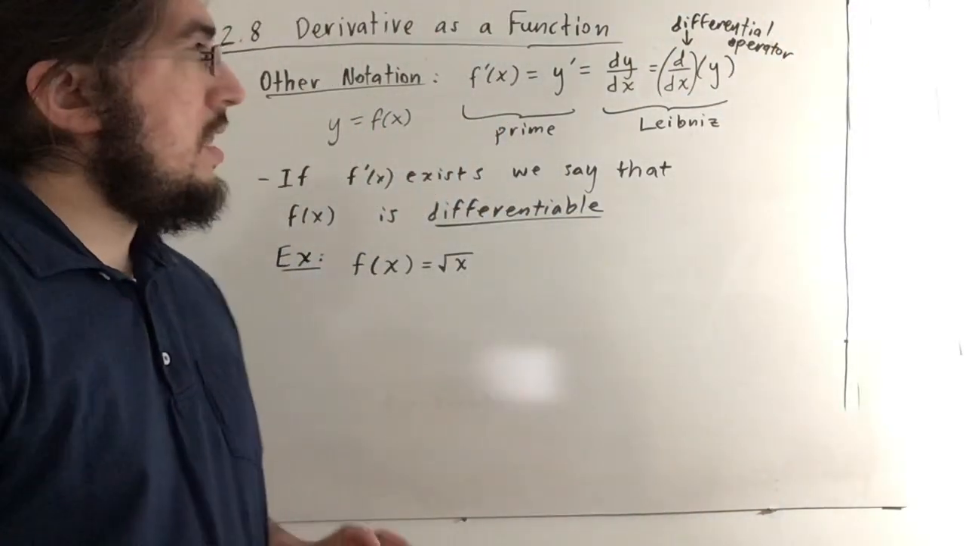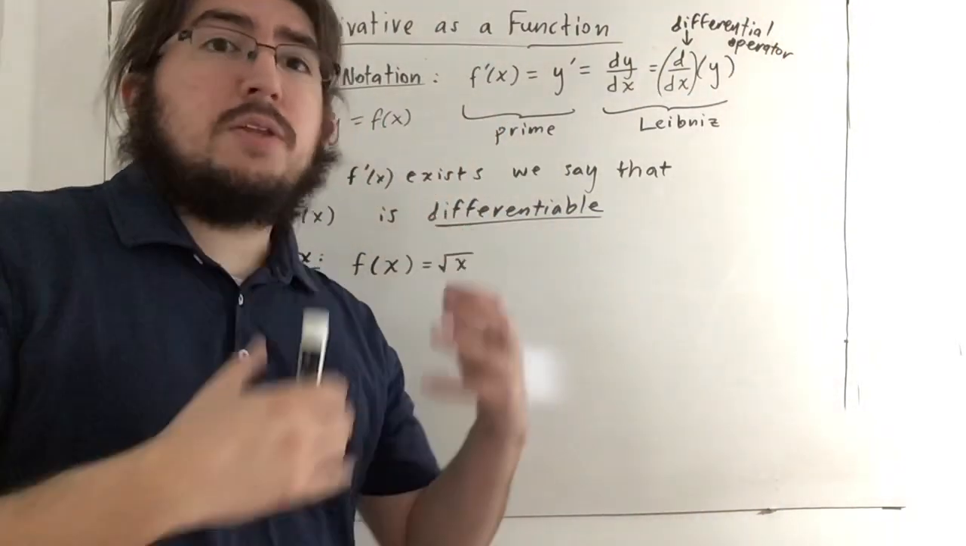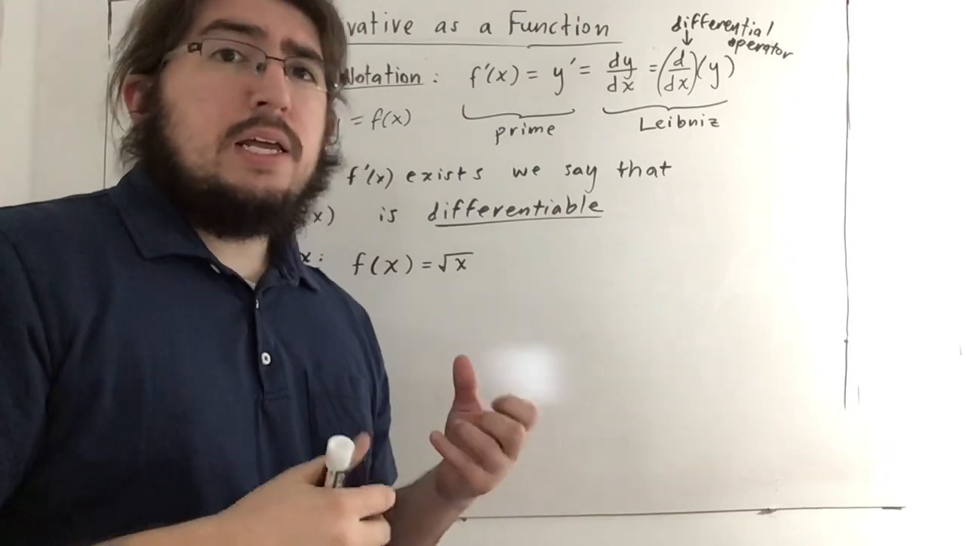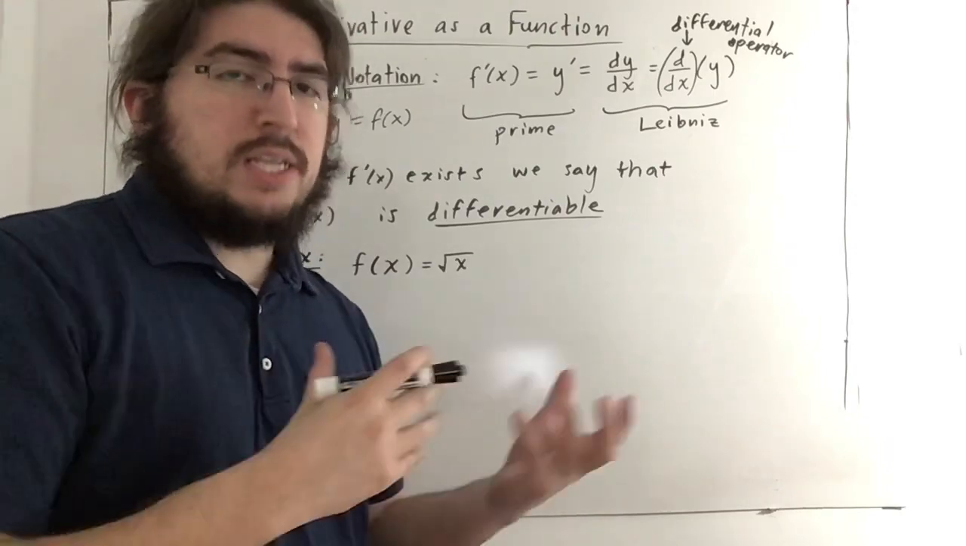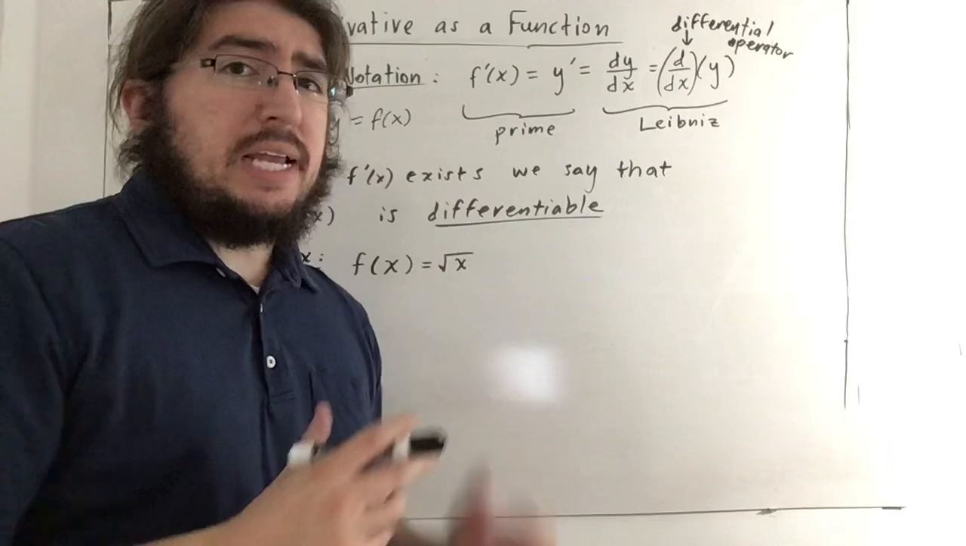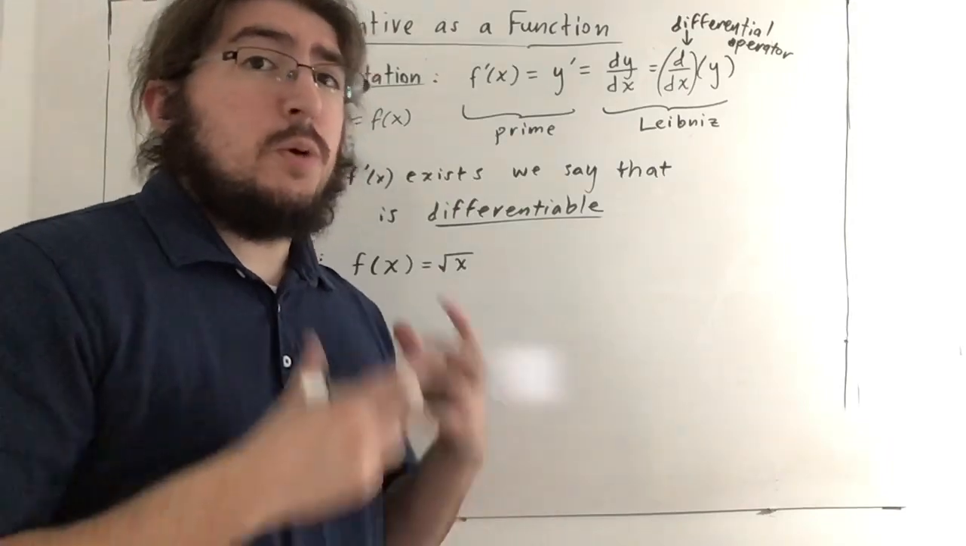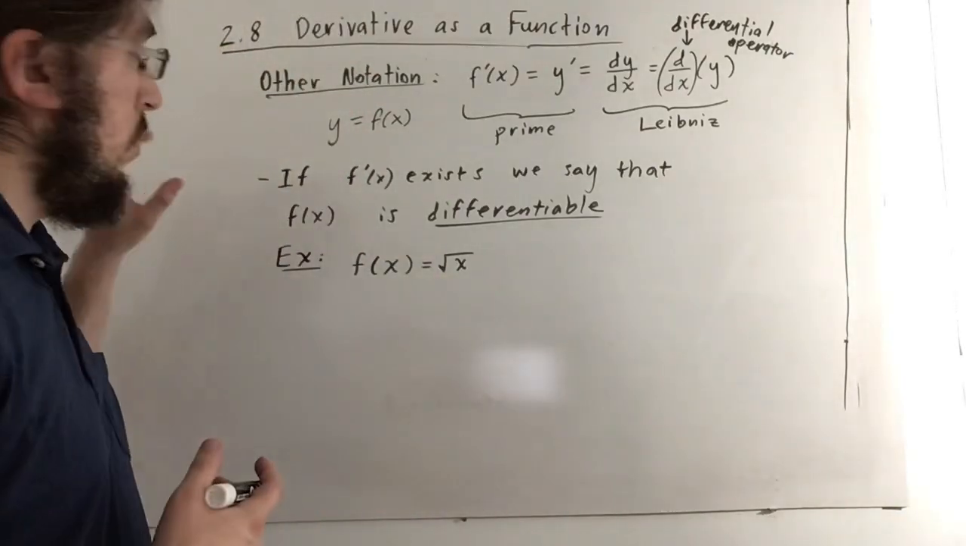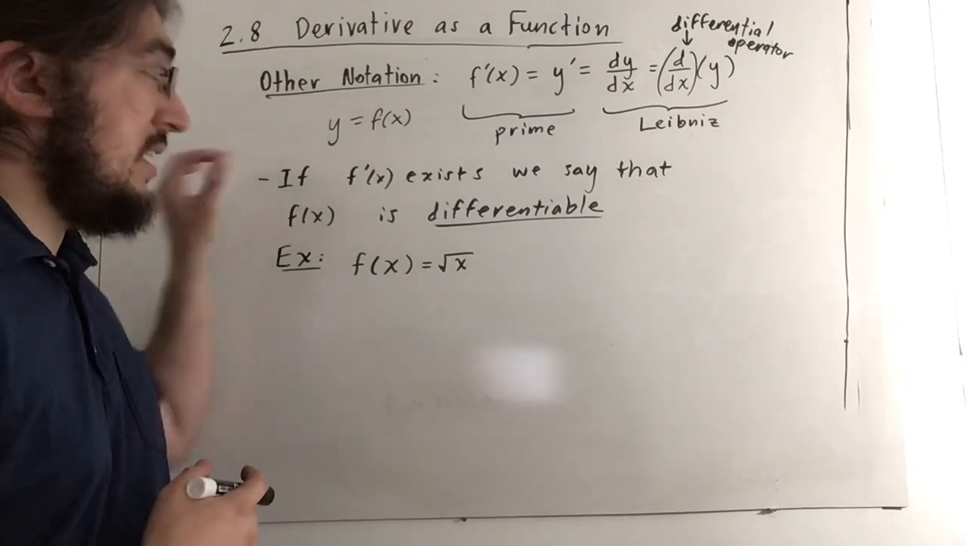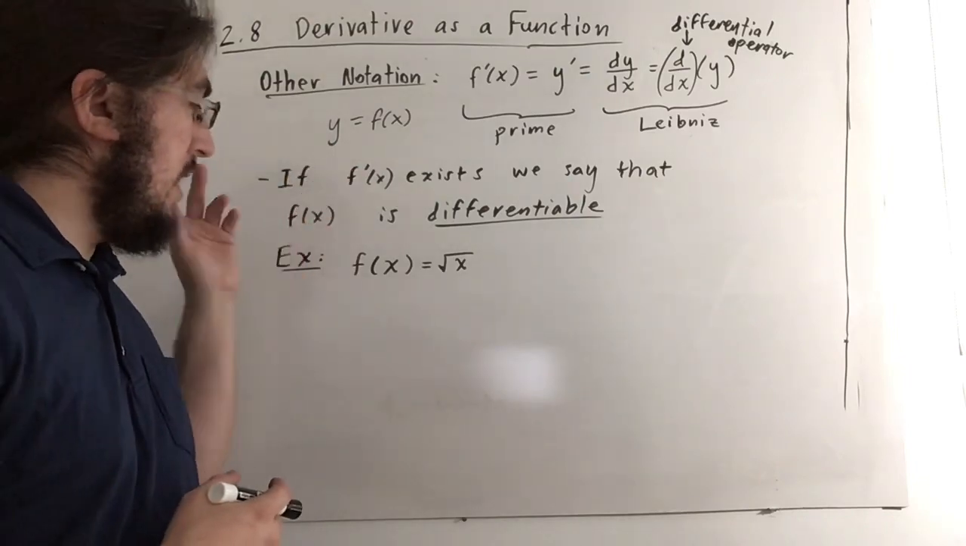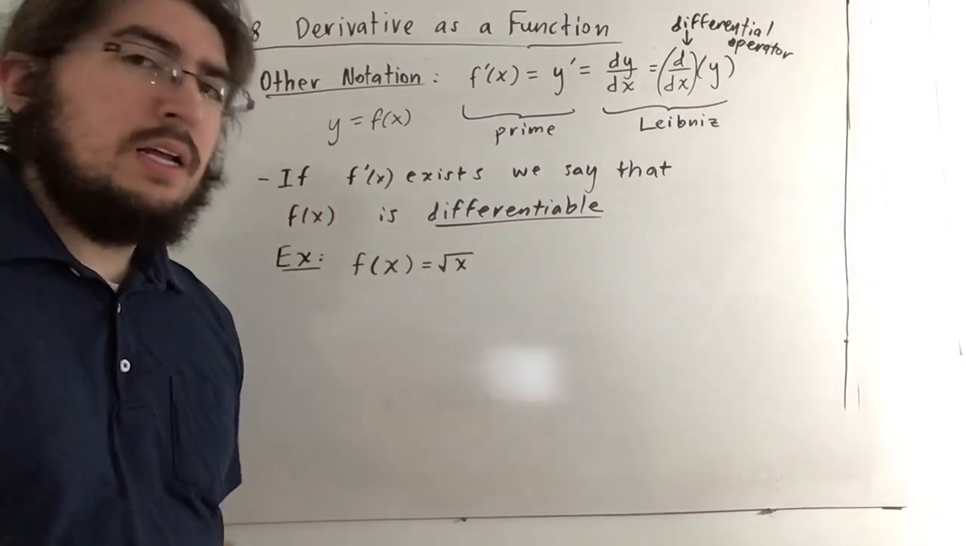Okay? And with that being said, to find the derivative, you can say a few ways. You can say derive as the act of finding the derivative. You can also say differentiate. So to differentiate is to find the derivative of a function. So we say if f prime of x exists, then we say that f of x is differentiable.